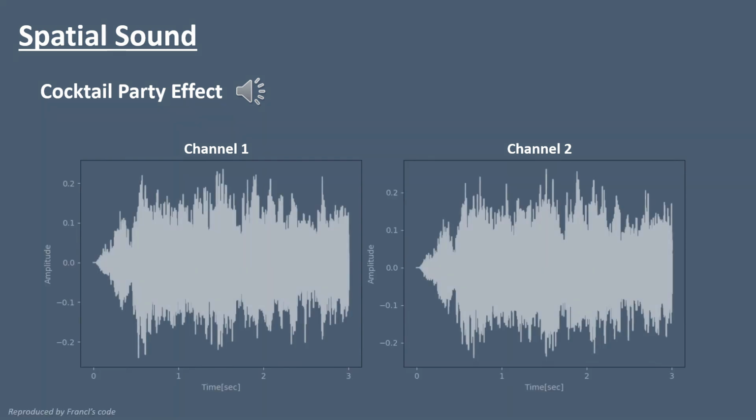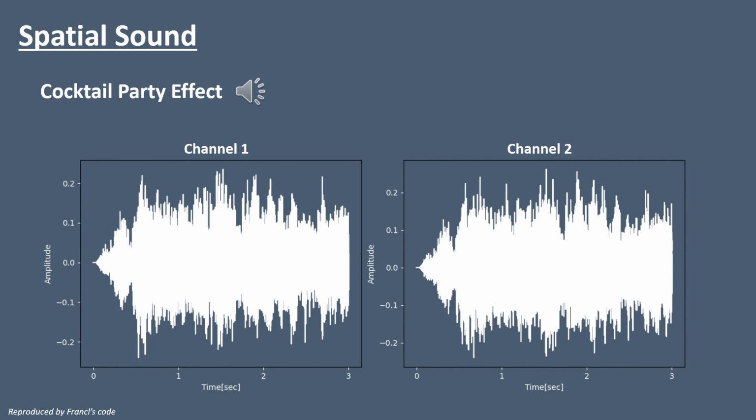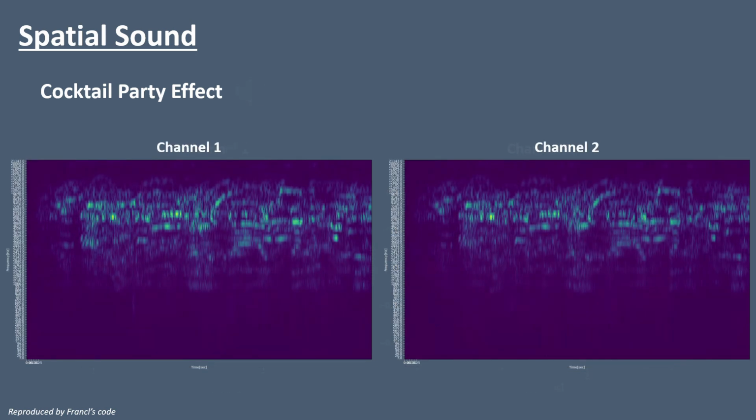I would like to conclude this video by giving the most famous example of sound localization, the cocktail party sound with stereo recording. These are the two channels from the sound you heard, over 3 seconds, and this is the response of the cochlea model that we can consider, this would be the response of the cochlea.